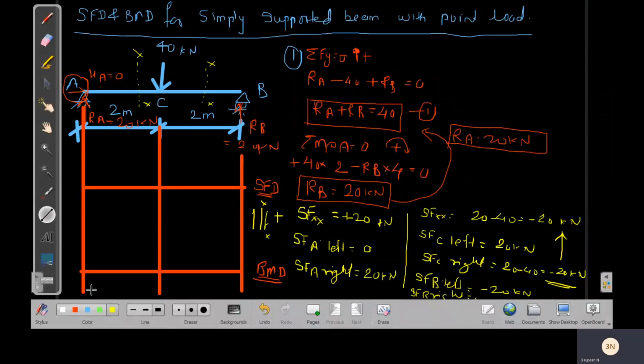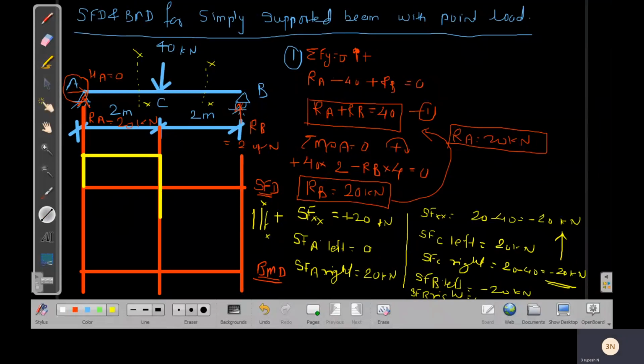So see this. Shear force at A point to the left is 0, and shear force at right is 20. This is your value 20. Now this value is constant up to this point. Now just right, the value is minus 20. C towards right, this right is minus 20.